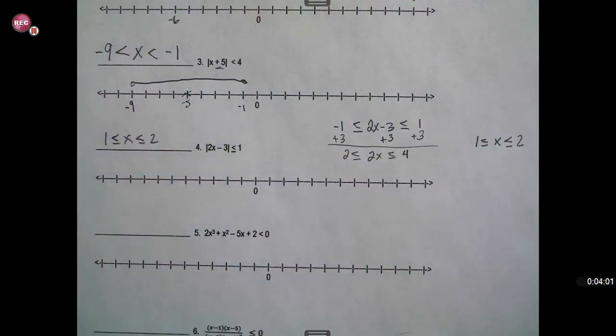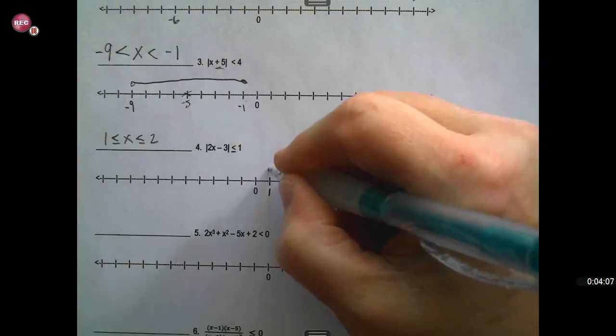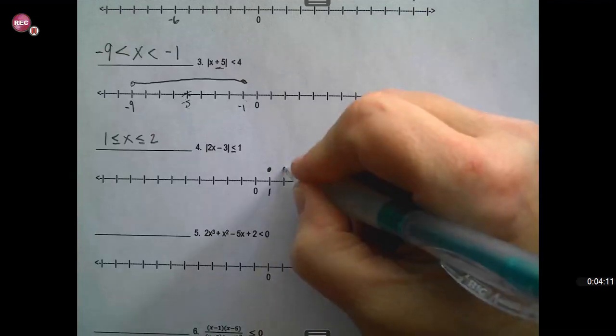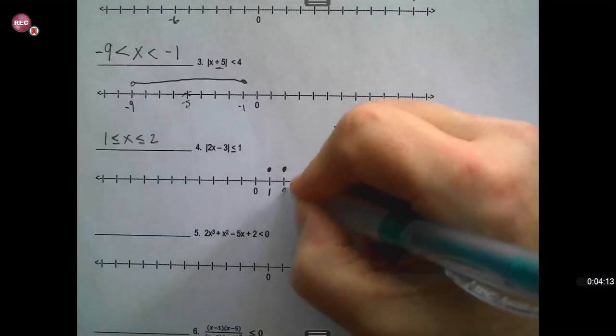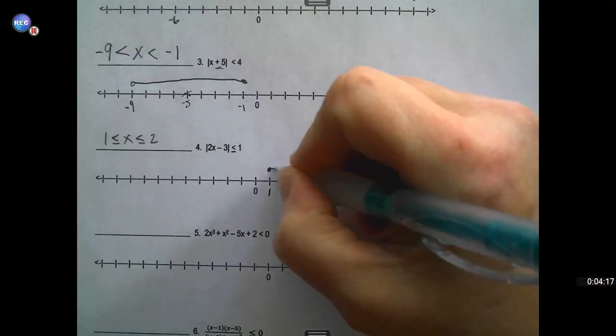And then I need to graph that. So I'm going to put a closed circle at 1 and a closed circle at 2. It's a fairly short solution. And less than is in between them.